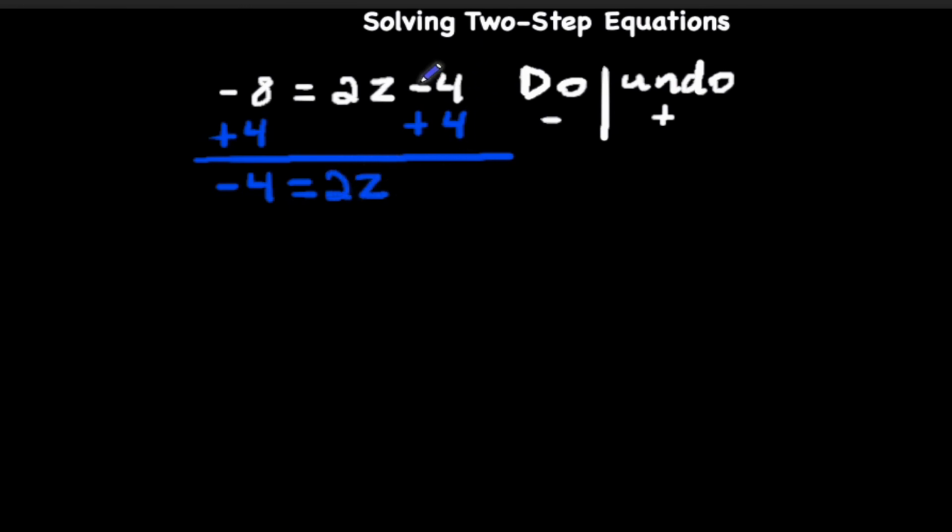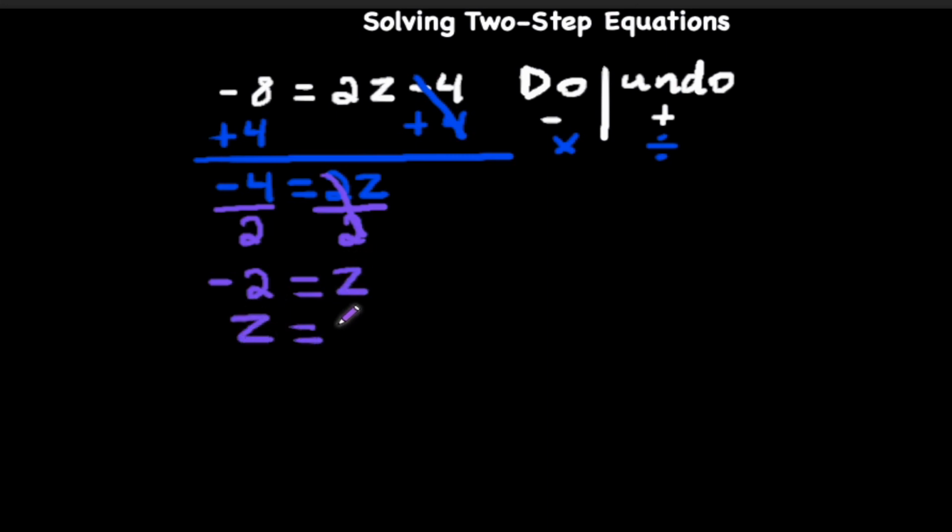And remember, this minus 4 plus 4 just cancels, it's just 0. So now, since we're left with multiplication of 2 times z, we are going to undo that by dividing. So let's divide by 2 on both sides. So negative 4 divided by 2 is negative 2 equals z, or z equals negative 2.